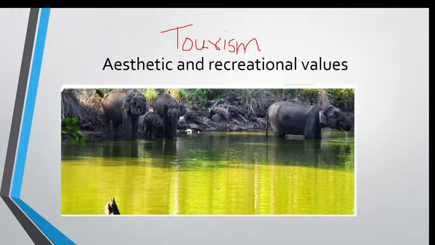So these are the significance of conservation. Wildlife has to be conserved because it provides a balance of nature, it provides a rich genetic resource, it provides scientific values, it has economic significance, and it provides aesthetic and recreational values including tourism.